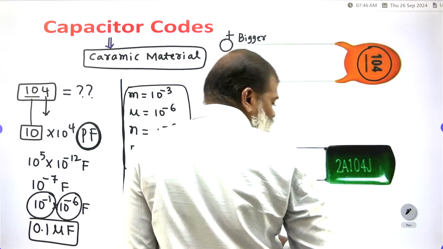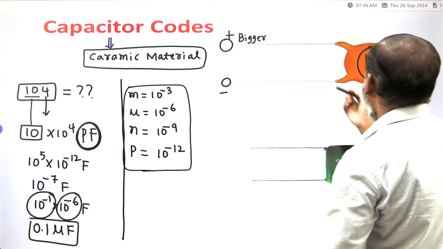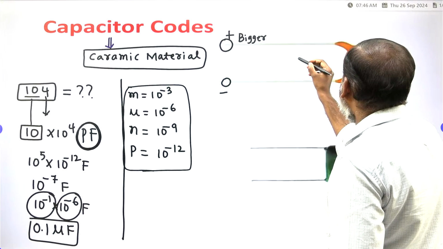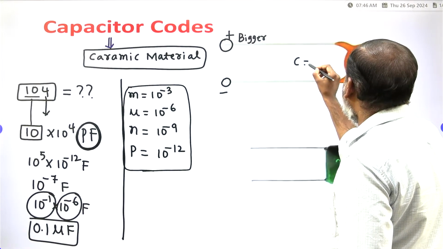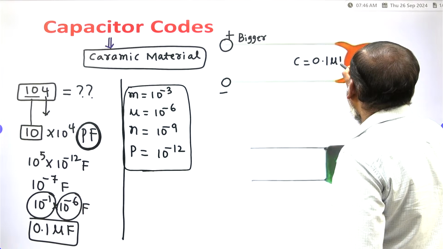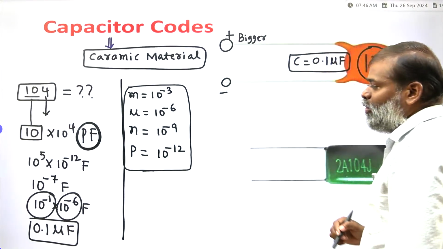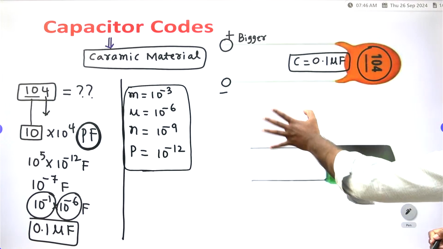How much is it if it is 104? If it is 104, what is that capacity? C is equal to 0.1 microfarad. If it is 104, it is 0.1 microfarad. Clear?